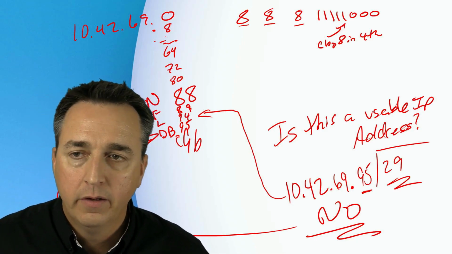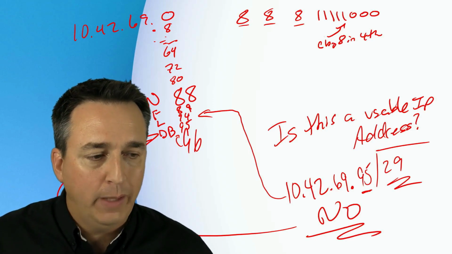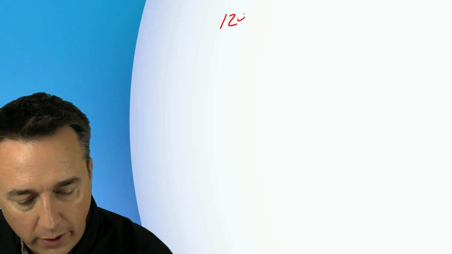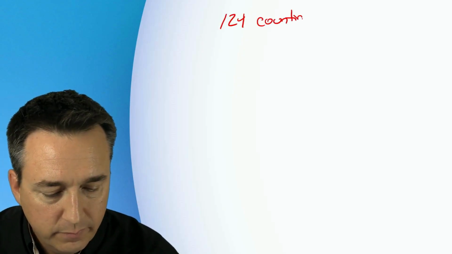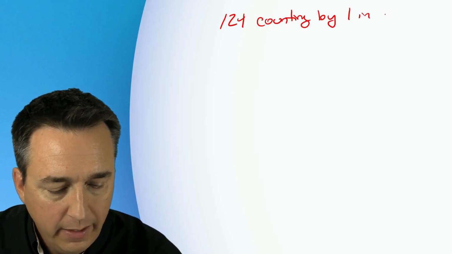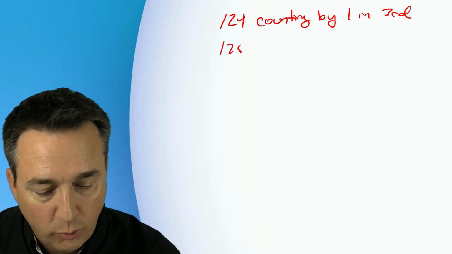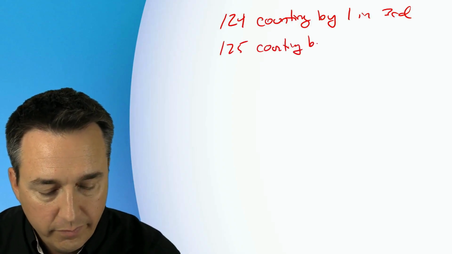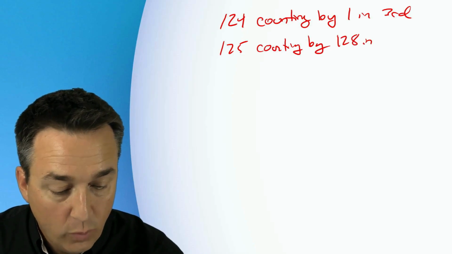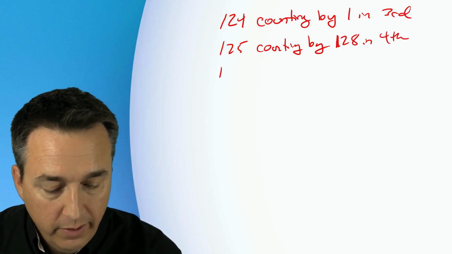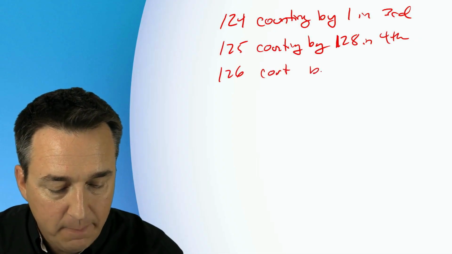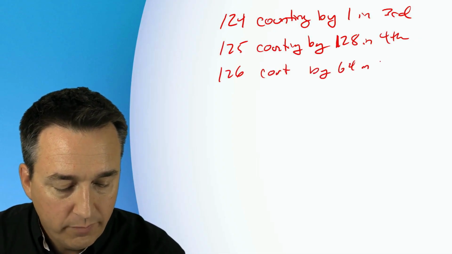So it's about repeating this process over and over and over again. Right now, I'll have some slides for you to work on after. But some of the things to keep in mind: if you are a /24, you're counting by 1 in the third. Counting by 1 in the third. But if you're a /25, what are you counting by? 128 in the fourth. If you're a /26, you're counting by 64 in the fourth.